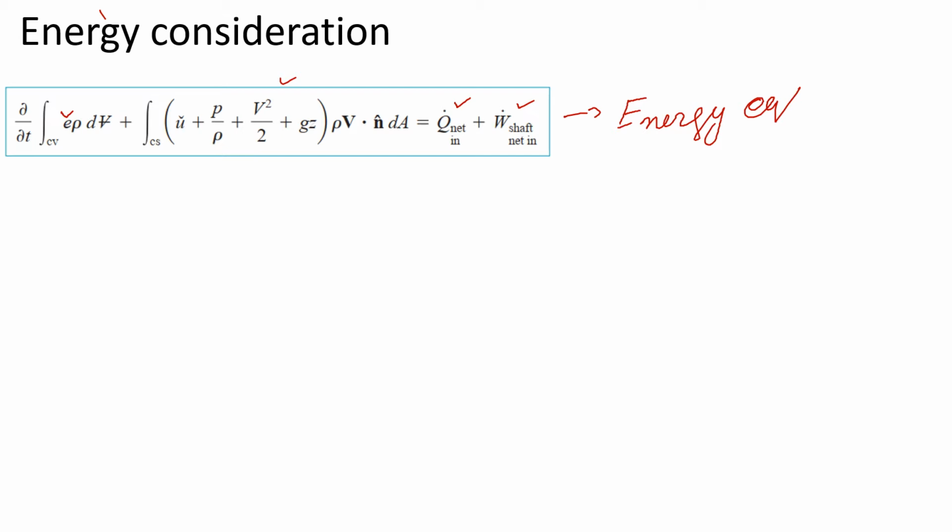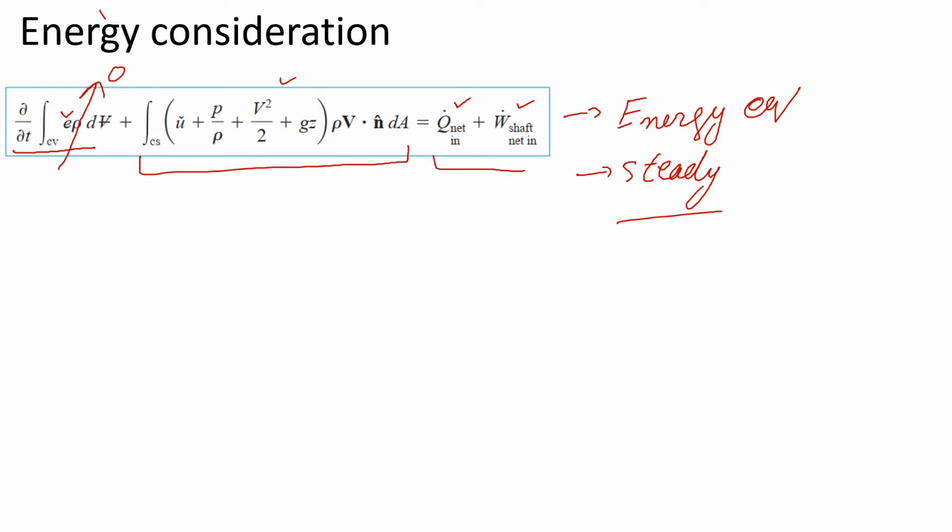So now we will simplify this equation by making an assumption that our flow is steady. By making this assumption, any integral involving change with respect to time will be converted to 0, and we will be left with the control surface integral, and on the right hand side the net heat transfer and the net work transfer or the net power transfer.